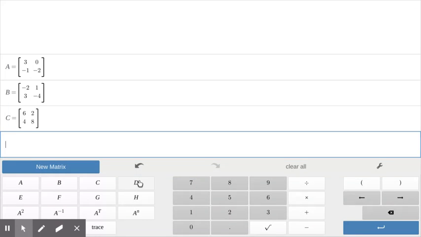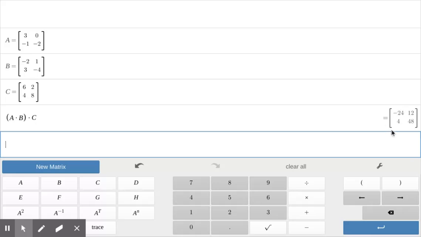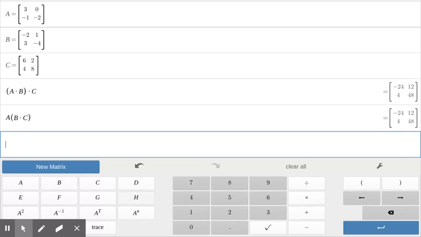Well, let me see what I'm trying to do again. A times B, okay. So matrix A, let's see what this product is, times B times C. See what that product is. Negative 24, 12, 4, 48. Now let's try it where I have matrix A times matrix B times matrix C. Are those the same? Looks like they are.